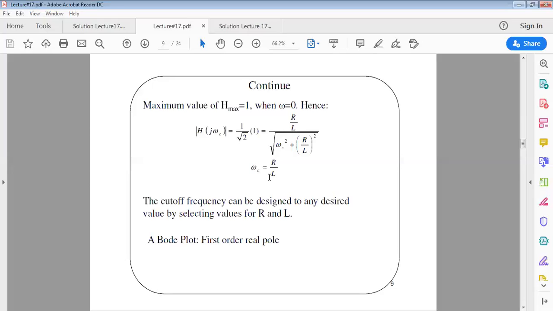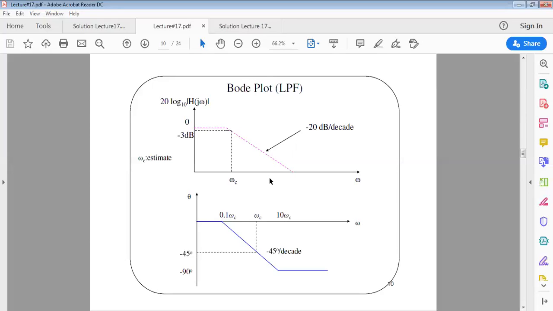We can design the filters according to our required cutoff frequency by just changing the R and L values. Let's have a look at the Bode diagram for these filters. This will be the common Bode diagram, the magnitude plot for the low pass filters.